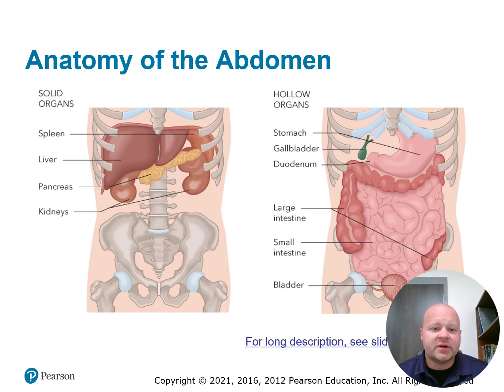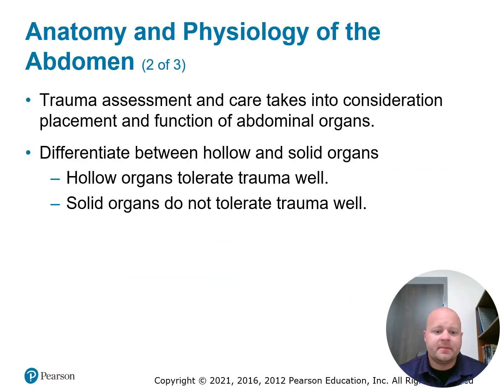So our solid organs, we have our spleen, liver, pancreas, and kidneys. Hollow organs, we have stomach, gallbladder, duodenum, large intestine, small intestine, and bladder. Trauma assessment and care takes into consideration placement and function of abdominal organs. So when we talk about the liver, for example, liver, spleen, pancreas, those are all organs that can bleed pretty profusely in blunt or penetrating trauma.